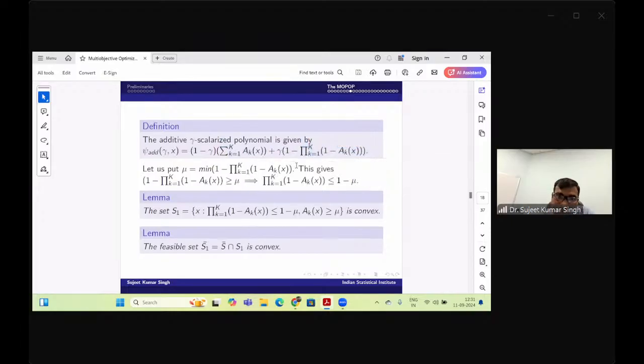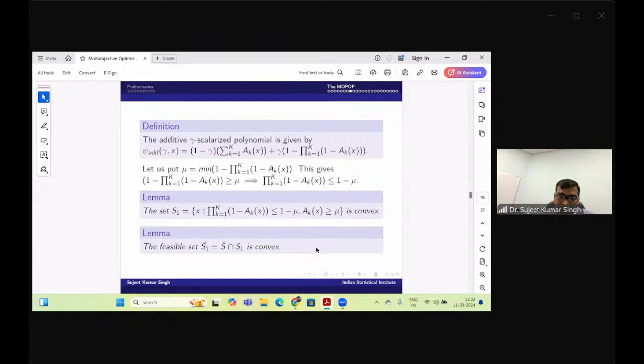So now our target is to maximize this combined achievement. For that purpose, we put this mu as the minimum of the second term. That is, mu is the minimum of 1 minus the product of 1 minus AK. Then further this gives the product of 1 minus AK is less than 1 minus mu. And then we claim in a lemma that the set S1, which consists of all those X satisfying this relation, is a convex set.